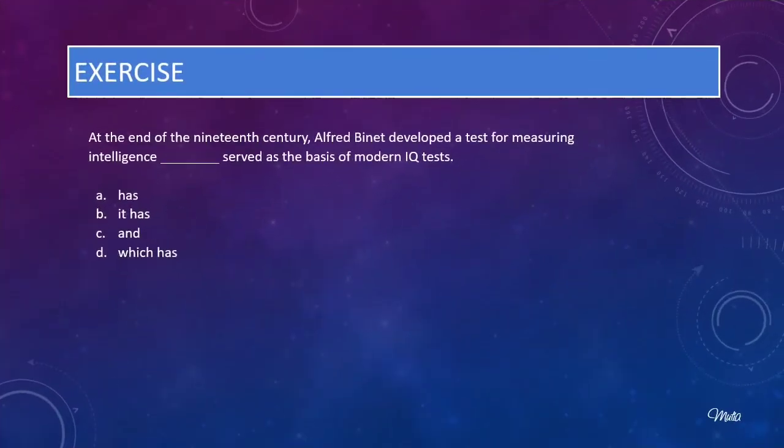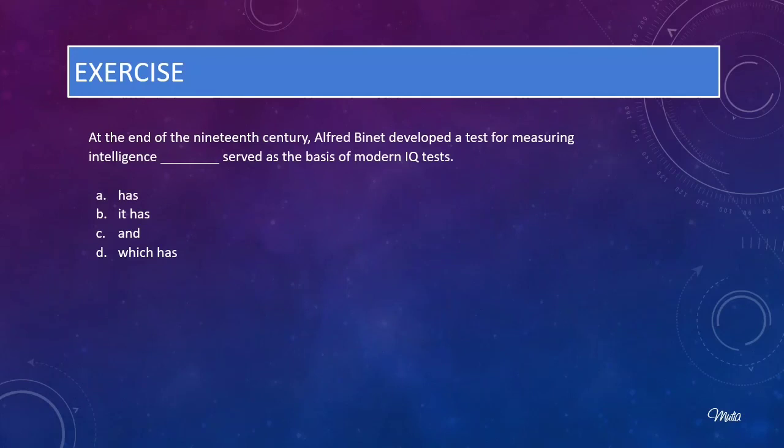Let's have the exercise. At the end of the 19th century, Alfred Binet developed a test for measuring intelligence, blank, served as the basis of modern IQ tests. This sentence has two clauses. The first clause is, Alfred Binet developed a test for measuring intelligence. The second clause can be seen from the verb served. So, the second clause is a kind of adjective clause which describes the noun a test.